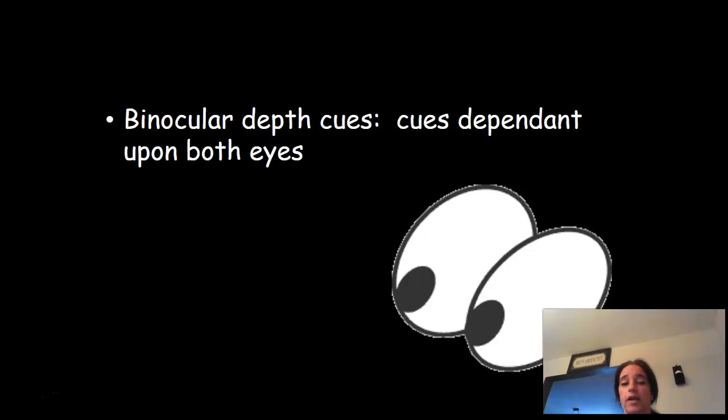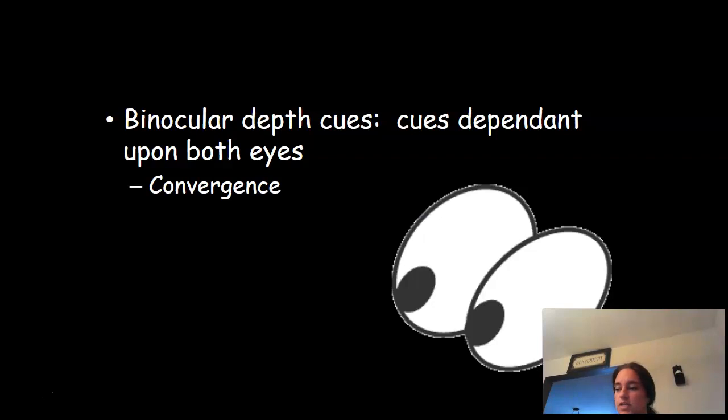We also have binocular depth cues, which are cues that are dependent upon the usage of both eyes. So you have to have full functionality in both eyes in order for this to work.